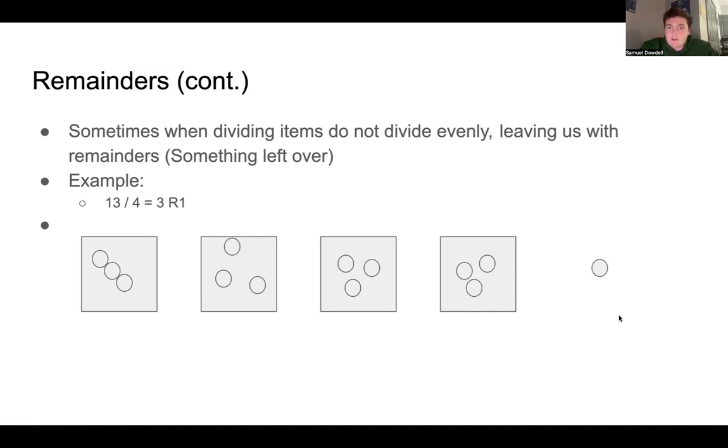This leftover 1 cookie that wasn't used or wasn't given to somebody, that's our remainder. So our remainder is the 1 cookie. When you're writing your equation or your answer out, you're going to write it like that: 13 divided by 4 is equal to 3 with the remainder 1.